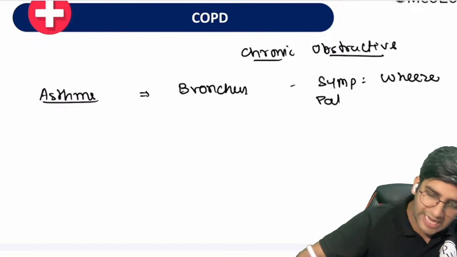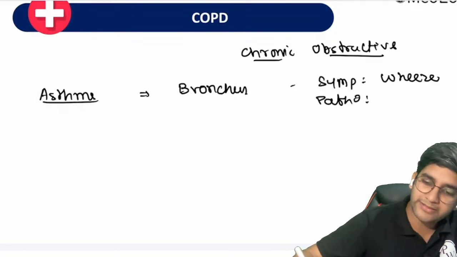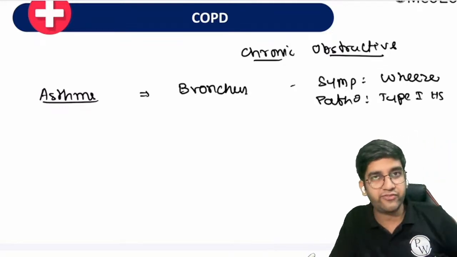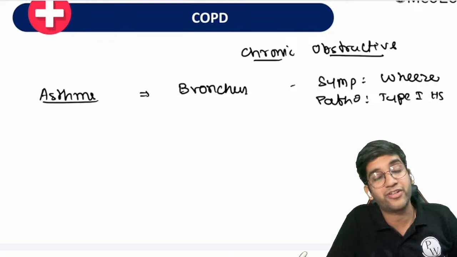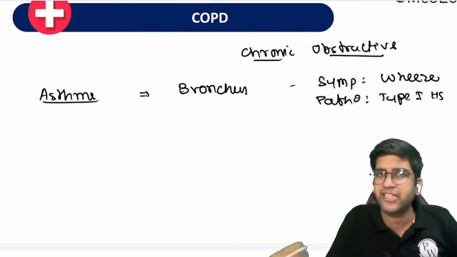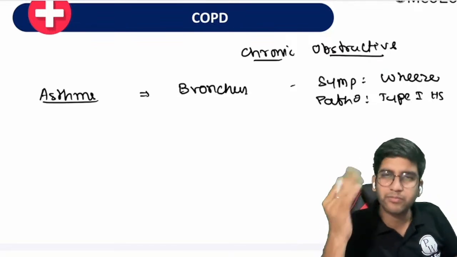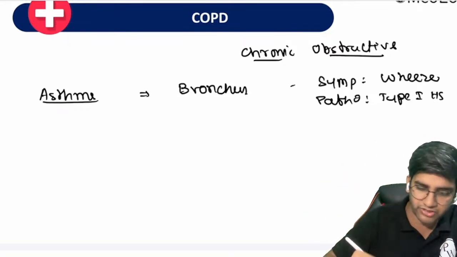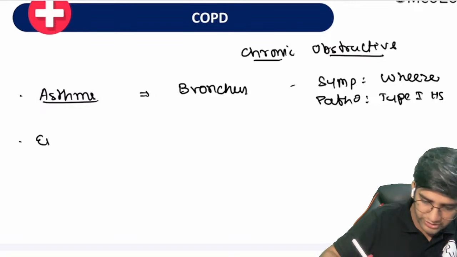And the pathogenesis is as simple as your type 1 hypersensitivity. We read in type 1 hypersensitivity about the immediate phase, late phase, eosinophils. We also read about the Charcot-Leyden crystals. Everything will be seen in asthma. Allergy, that's all. Hypersensitivity, that's it about asthma, right? Nothing much required in asthma. Then emphysema.